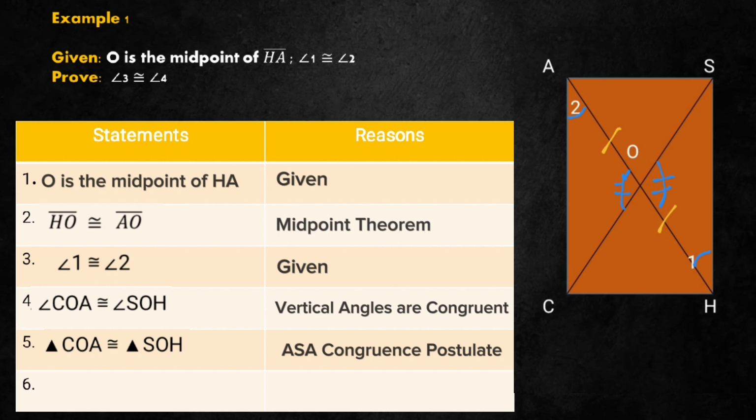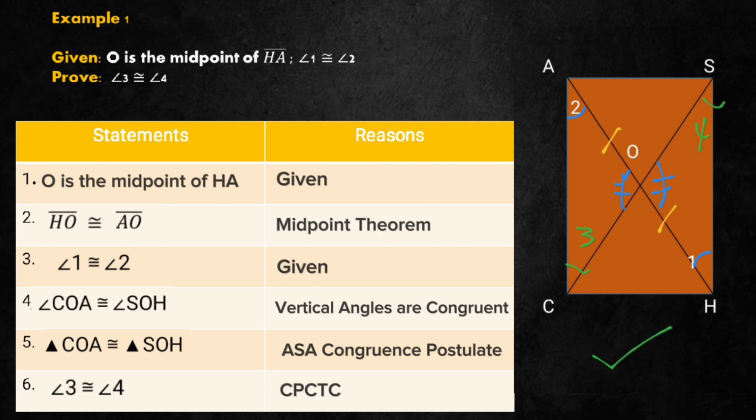We have proved that three parts of a triangle are congruent, so all its corresponding parts are also congruent. So we can conclude that angle 3 is congruent to angle 4 by the corresponding parts of congruent triangles are congruent.